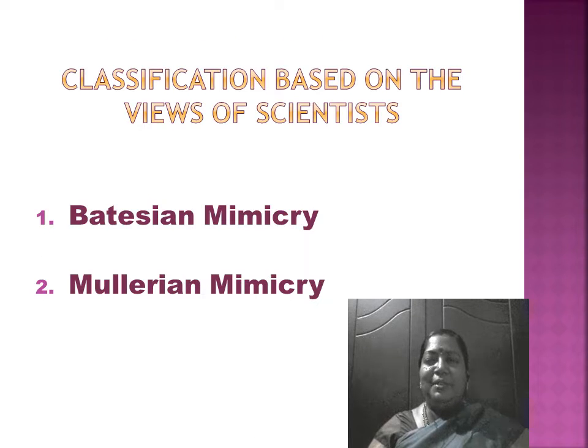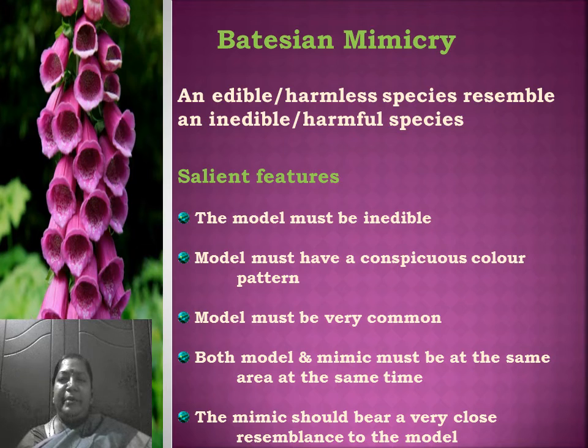Based on the views of scientists, mimicry can be classified into two types: Batesian mimicry and Mullerian mimicry. As mentioned earlier, there are two types of mimicry: Batesian mimicry and Mullerian mimicry.